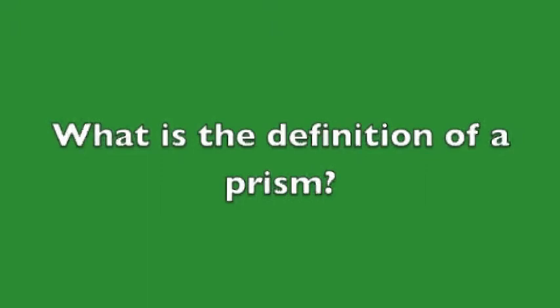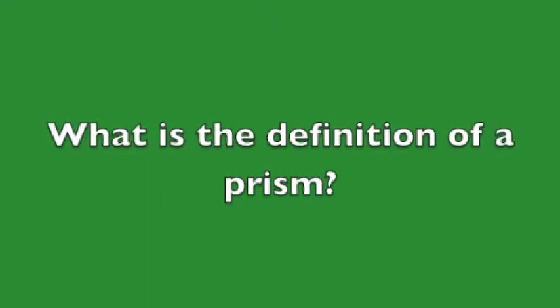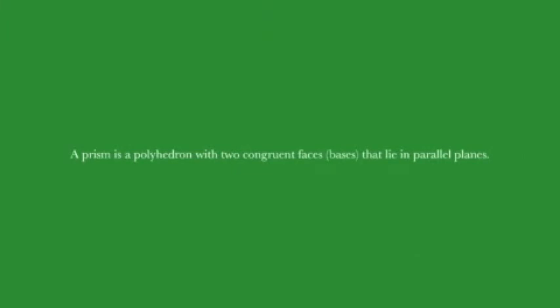Definitions. What is the definition of a prism? A prism is a polyhedron with two congruent bases that lie in parallel planes.